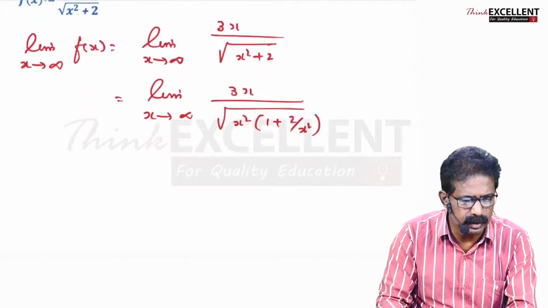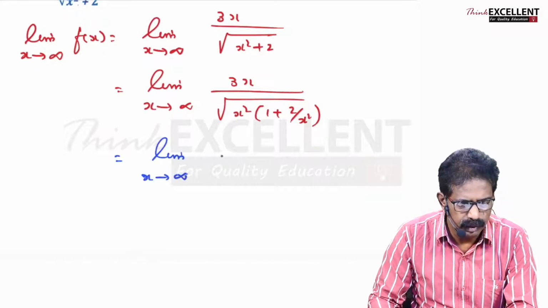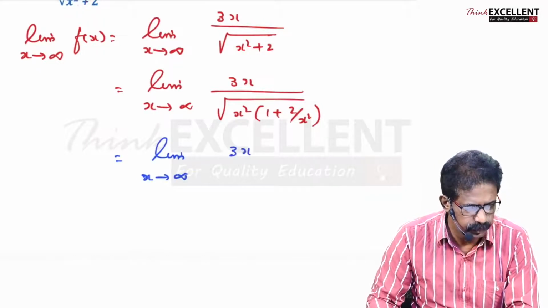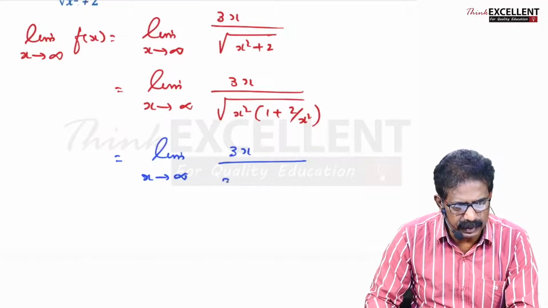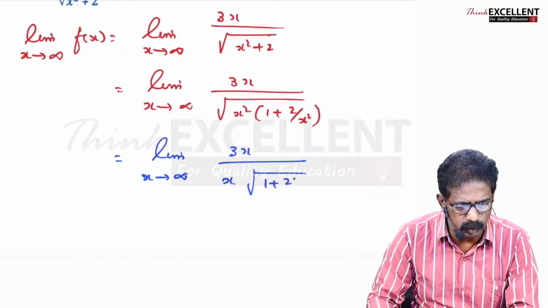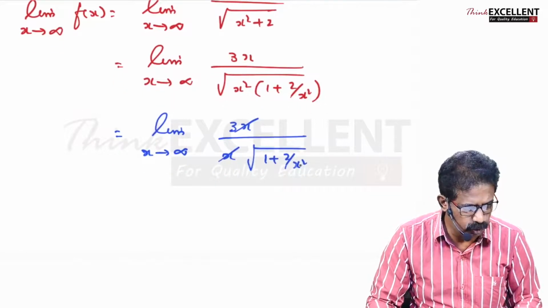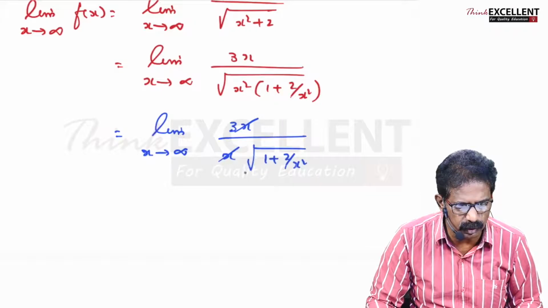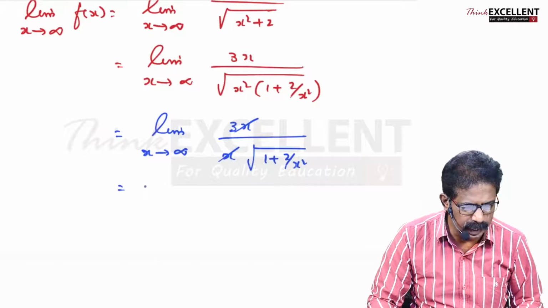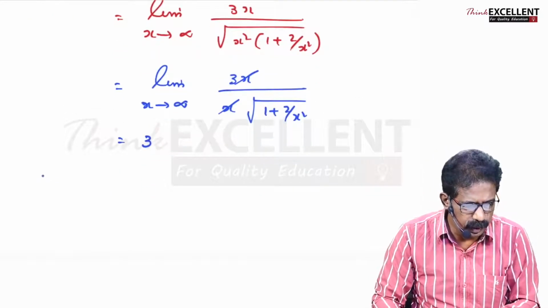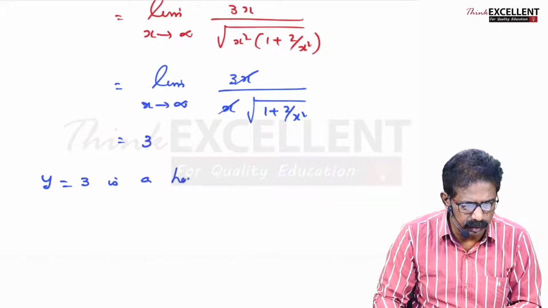So that is limit x tends to infinity, 3x by, what do you get here? Root of x square means x into root of 1 plus 2 by x square. Cancel that x. You give infinity now, 2 by infinity. 2 by infinity means 0, right? Root of 1, it is 1 only. So 3 by 1, your answer is 3, right? So y equal to 3 is a horizontal asymptote.